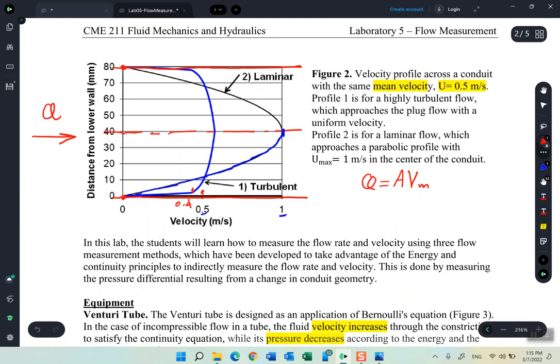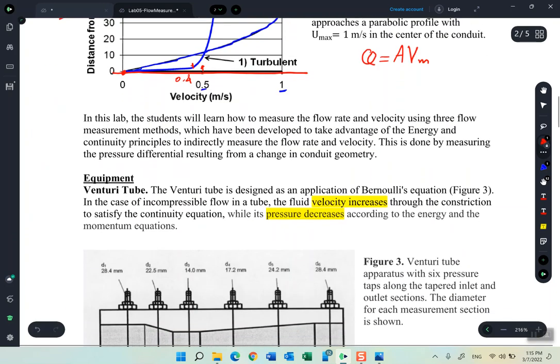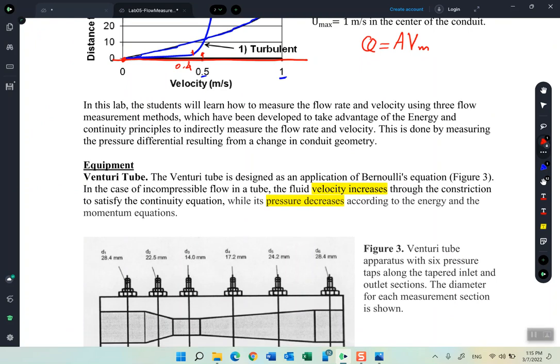Any questions before getting back to the main concept behind the experiment? Yeah, sure. So this is mean velocity or the average velocity. For the turbulent flow and the laminar flow, the approximation procedure is not the same. Is it like the profile? Yeah, the profile is different.